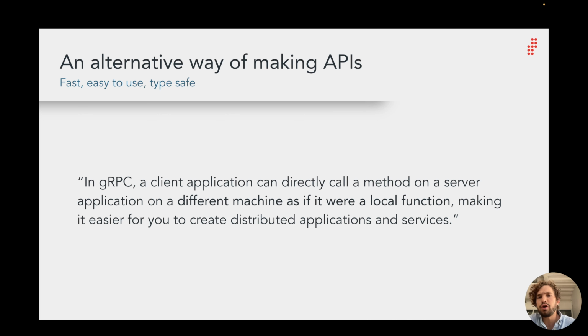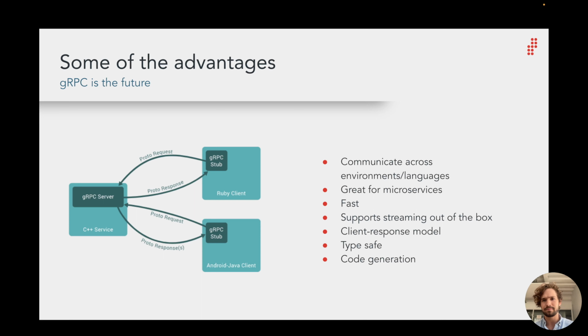gRPC is an alternative way of making APIs that is fast, easy to use, and type safe. In gRPC, a client application can directly call a method on a server on a different machine as if it were a local function. And so it really makes these APIs super easy to use, and it allows us to build distributed applications and services, and particularly microservices, really easily.